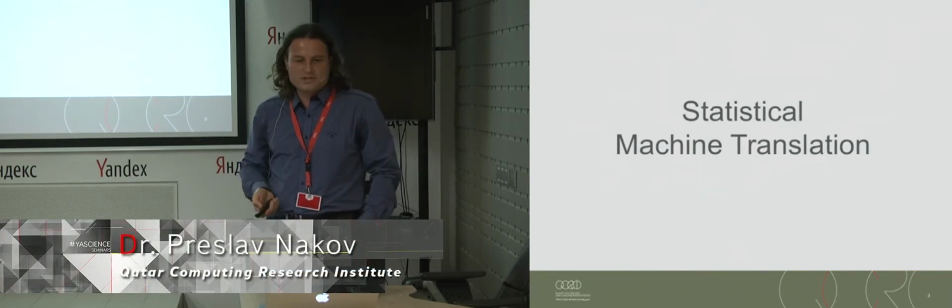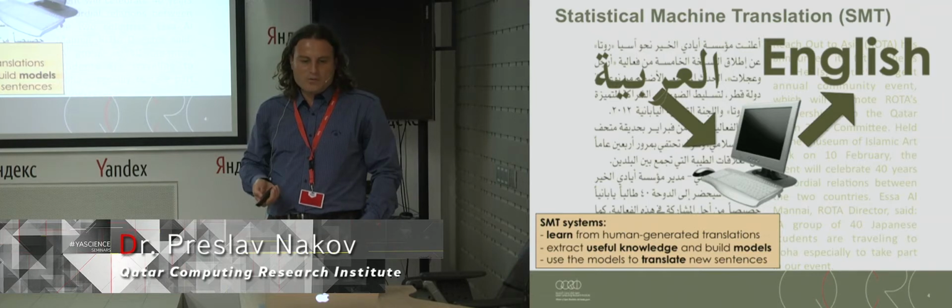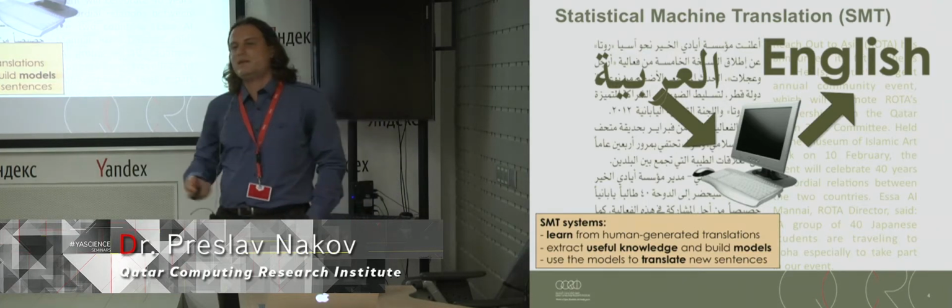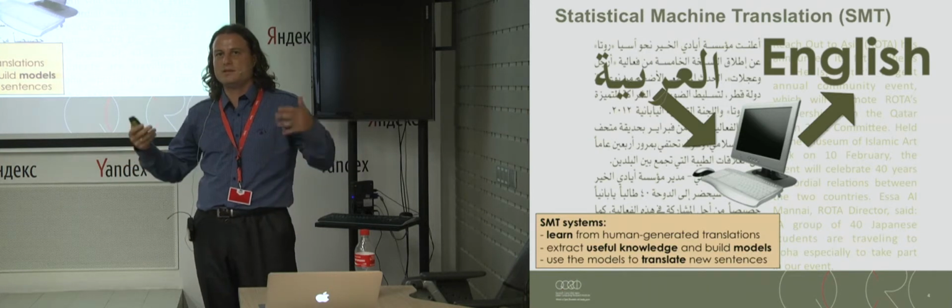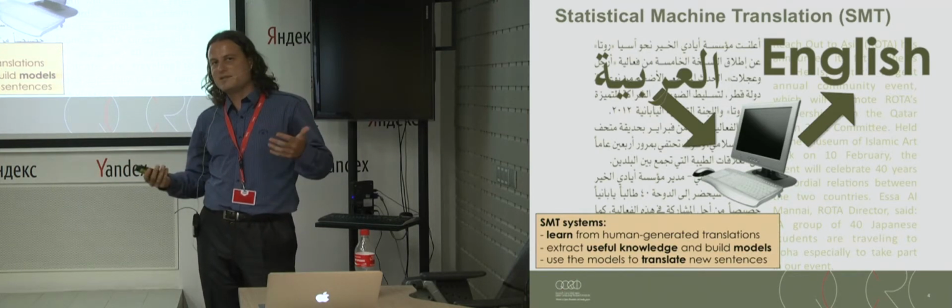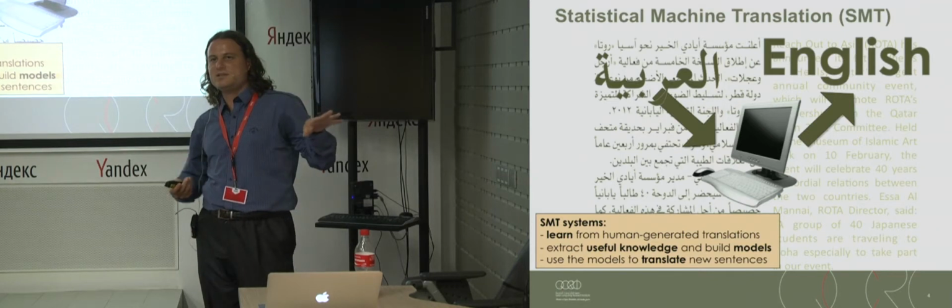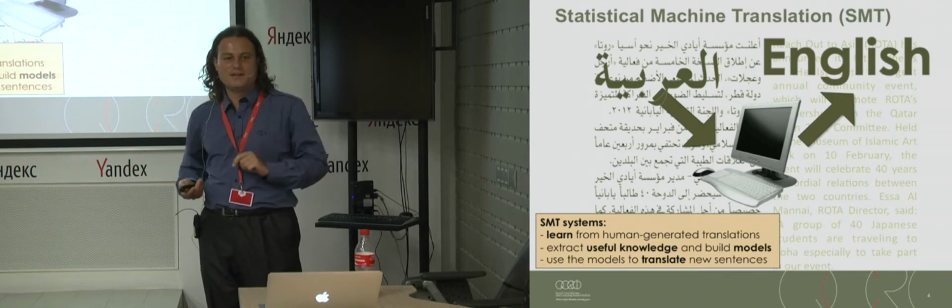So statistical machine translation, how it works: it learns from the live text, so it learns from examples. You give it example texts, example sentences. Okay, this is a sentence in Arabic. This is another translation in English.